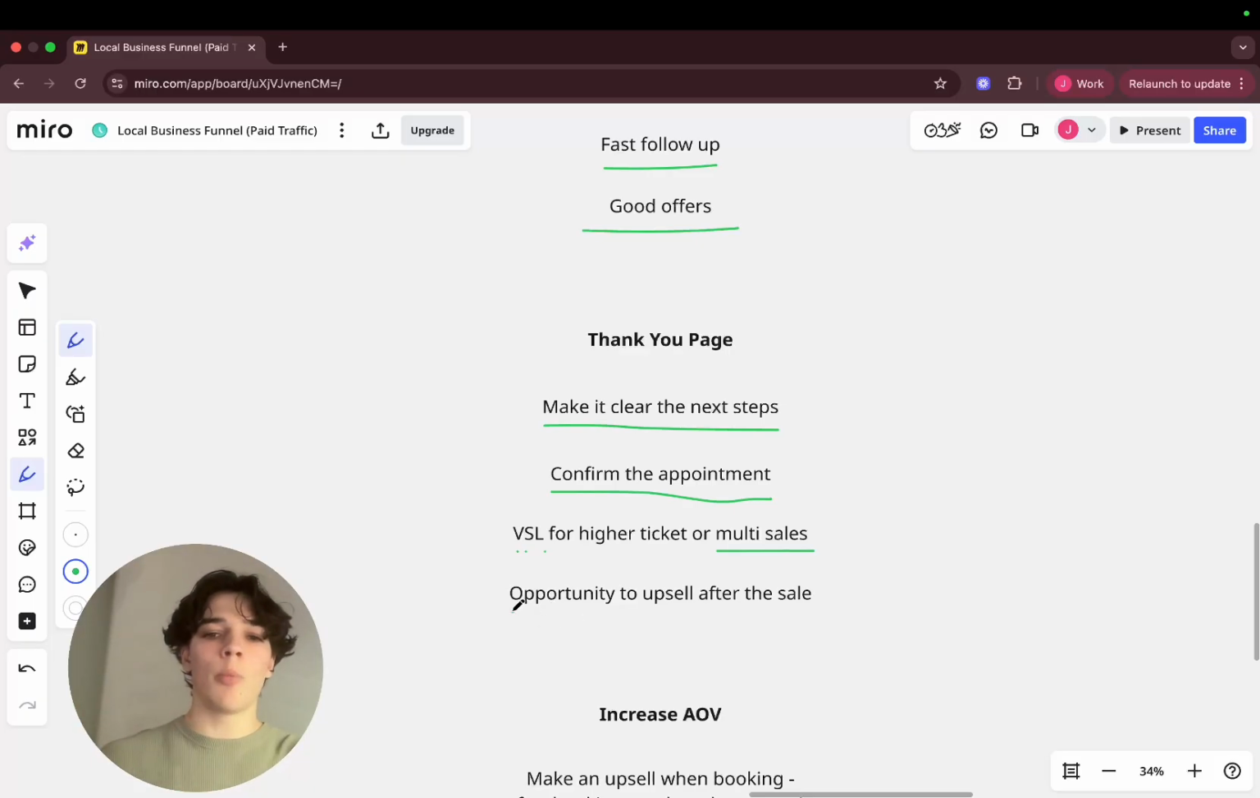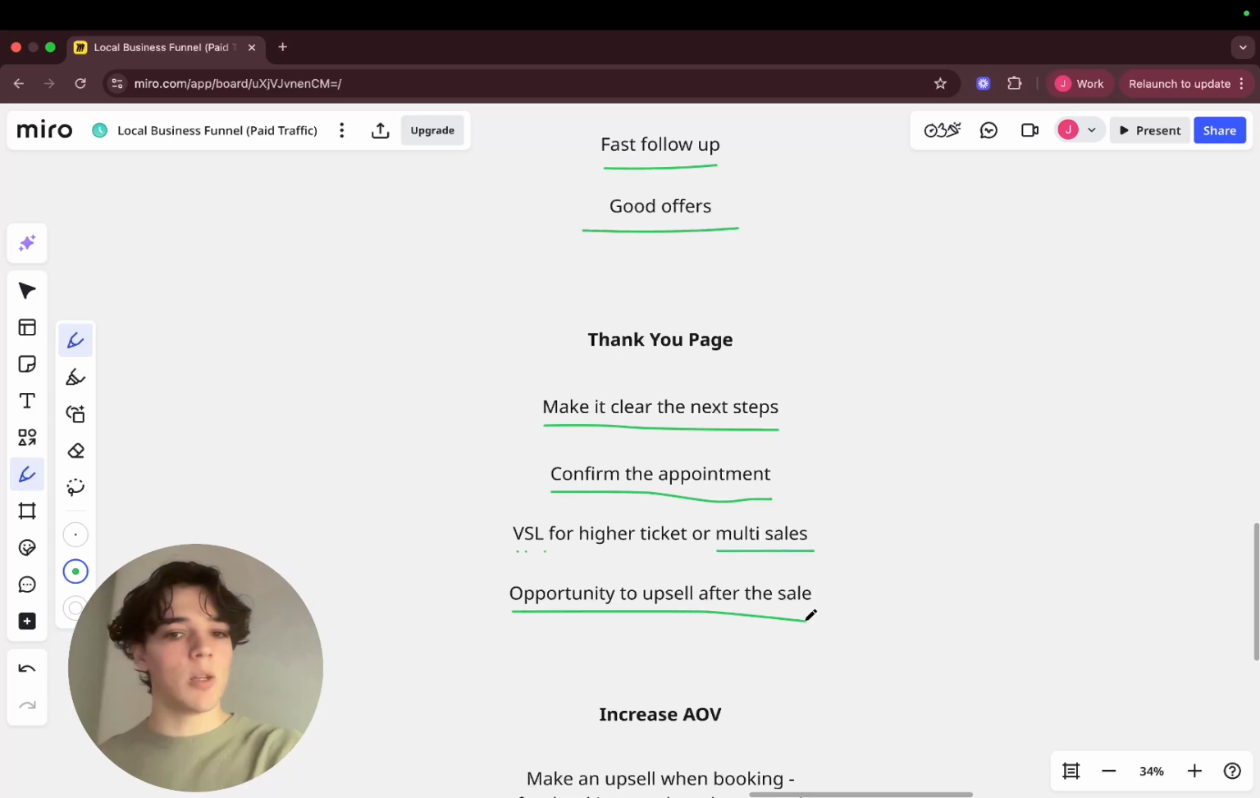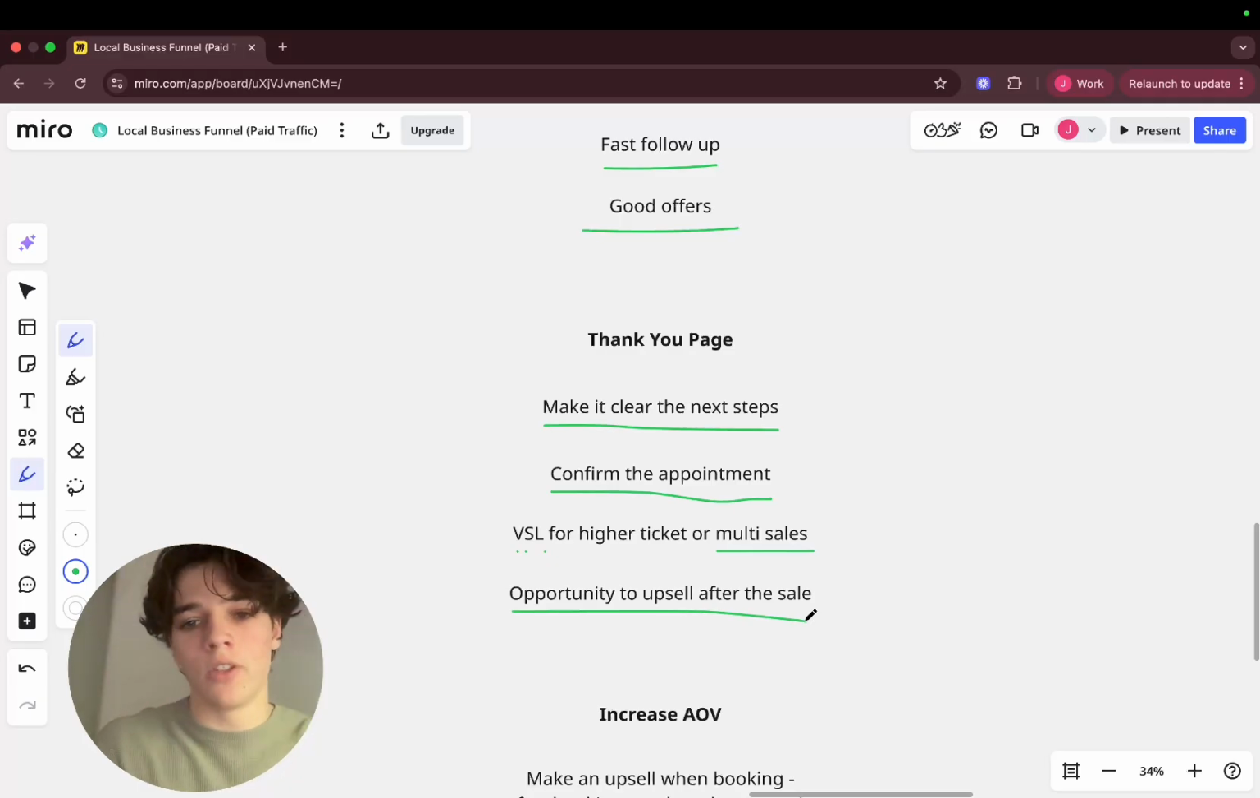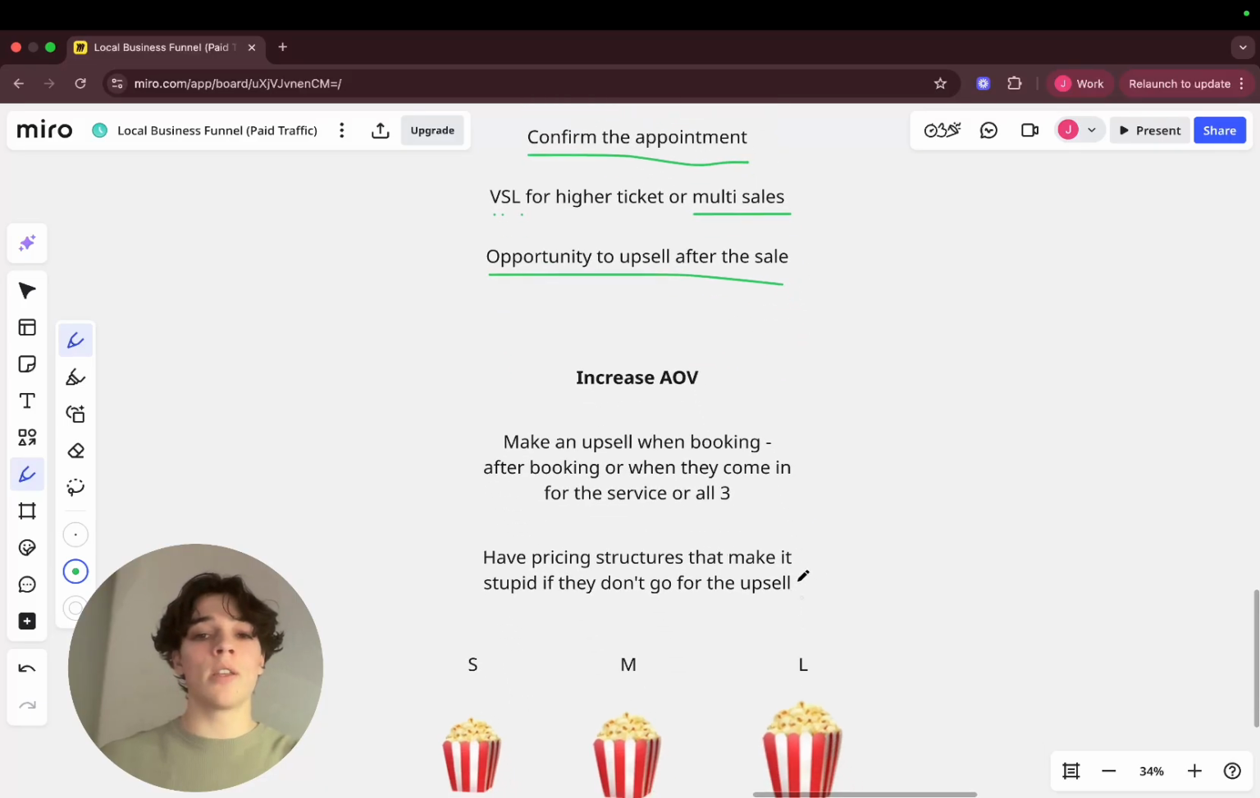And then an opportunity to upsell after the sale. You could do this before. You could do this after. It depends. You could do it for both. You could do one when they're checking out and one once they've checked out. Like you have the next 30 minutes to add this to your cart. And you could do an offer like that. And then to increase AOV, which is average order value, you want to be making an upsell when booking, after booking, when they come in, or all three.